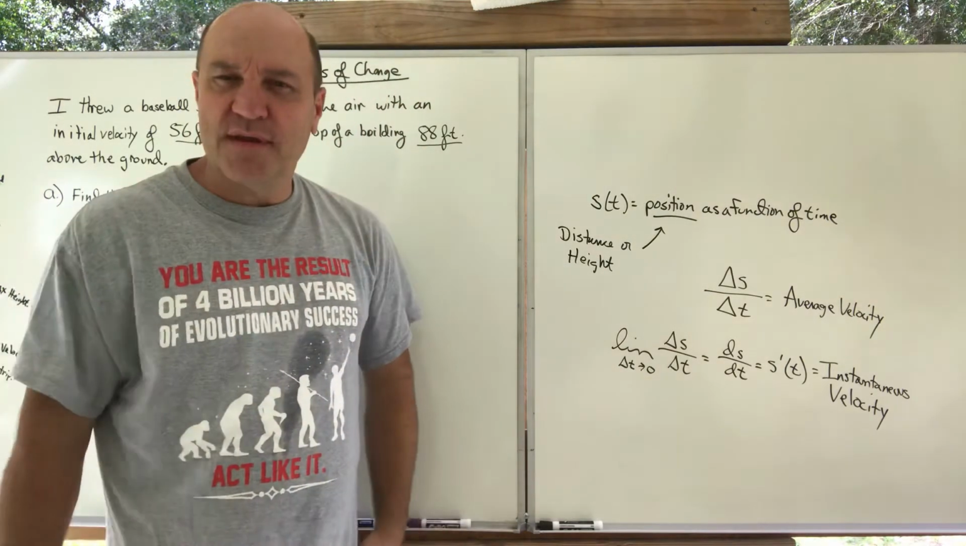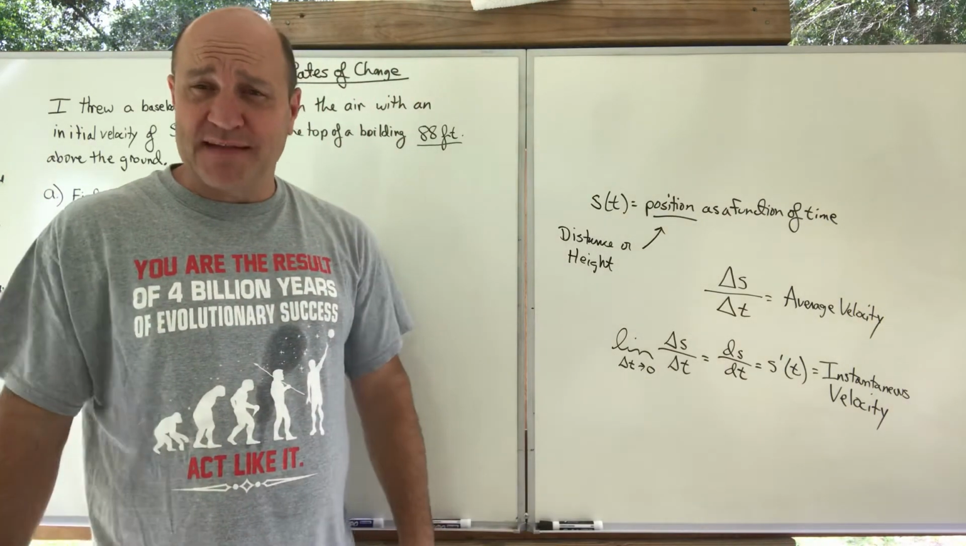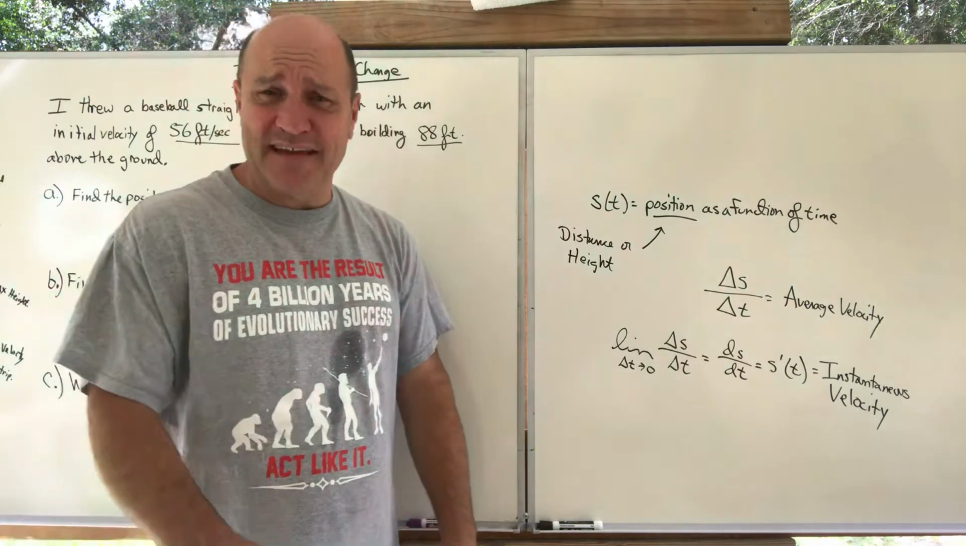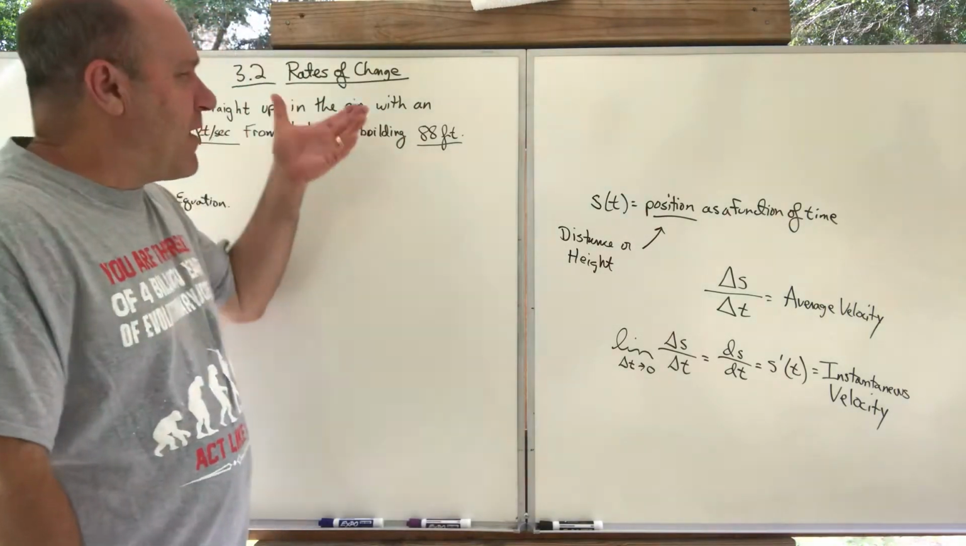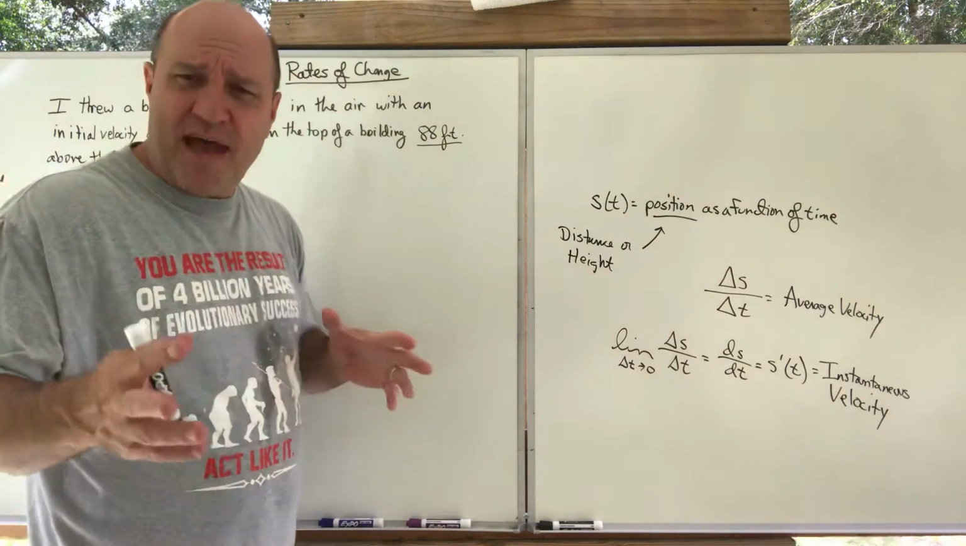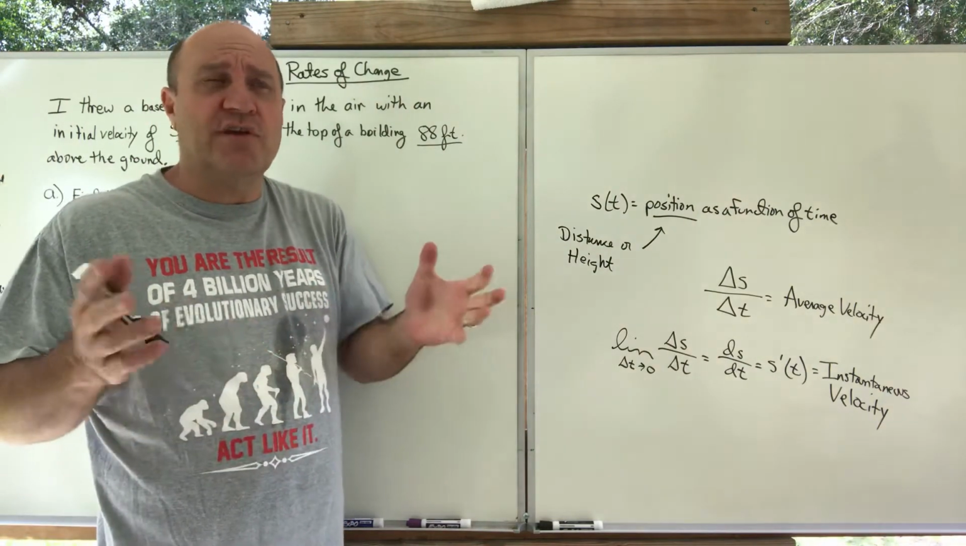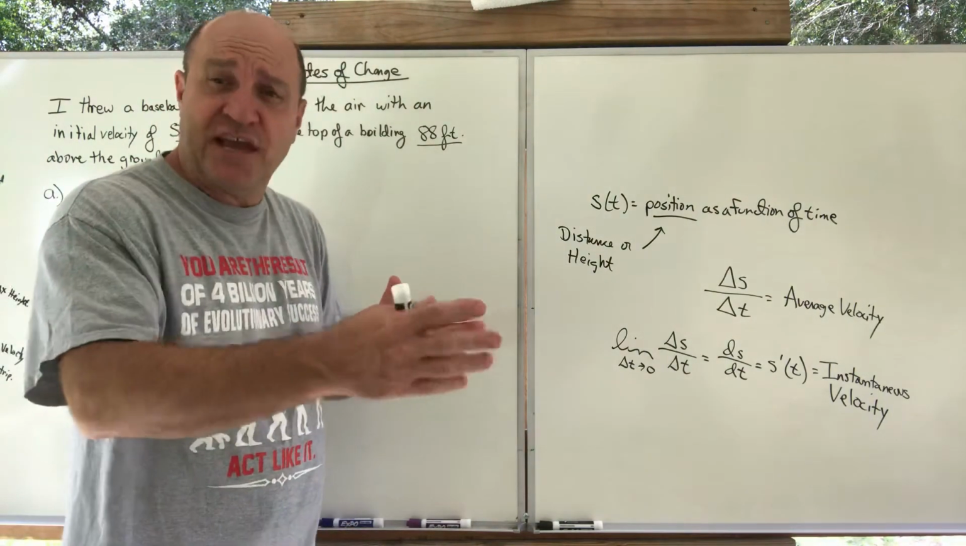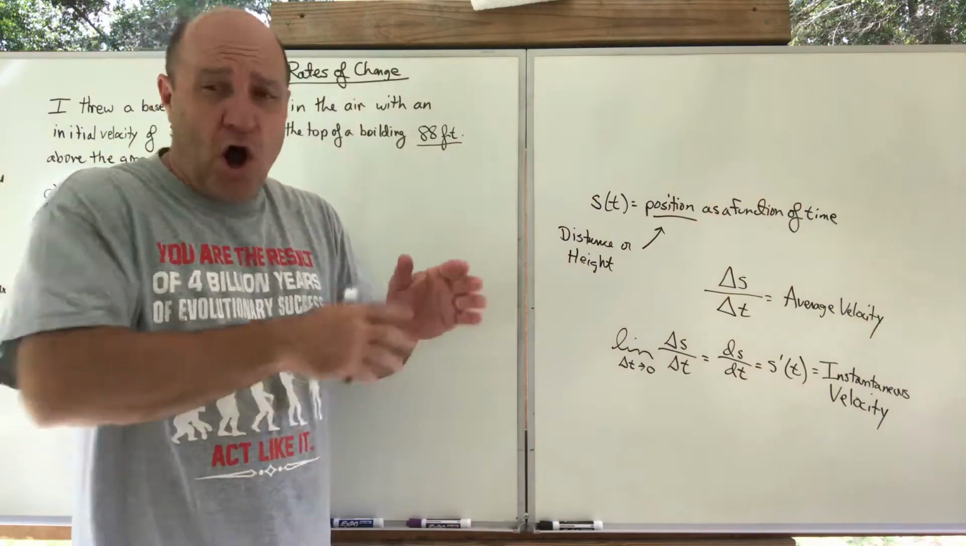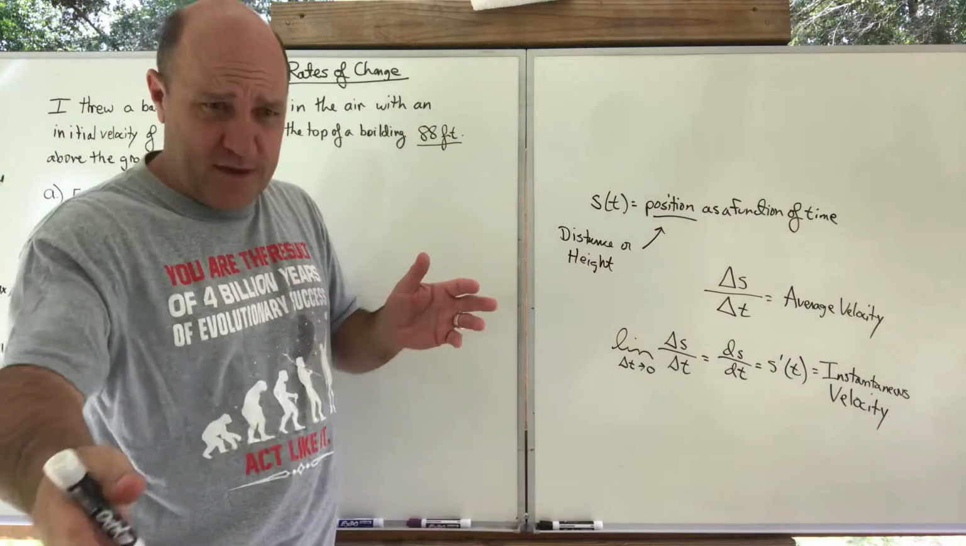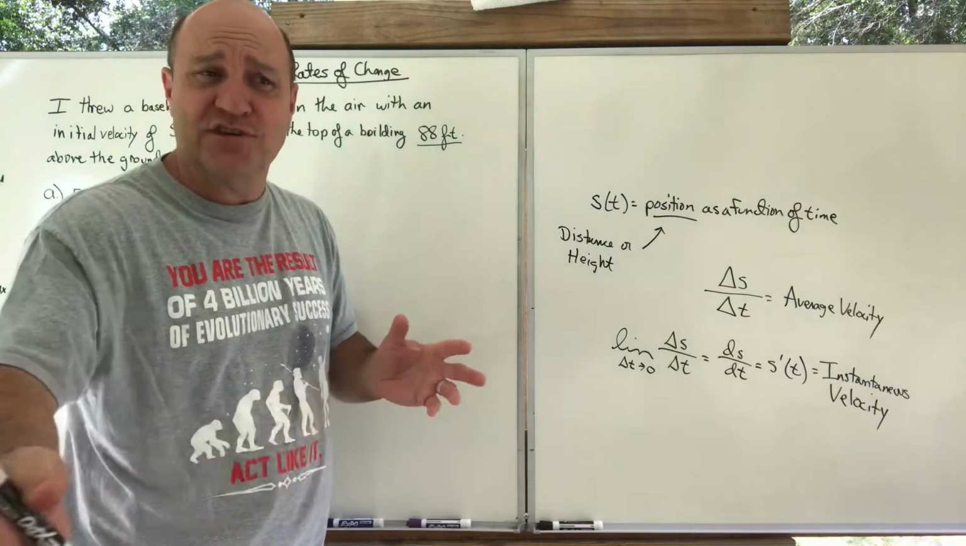Hello, Calculus 1. We're still in section 3.2. I've got a couple more ideas here at the end of section 3.2 about rates of change. These are kind of application problems. In real life, population might change over time. Water can flow and change. The water flow can change over time.